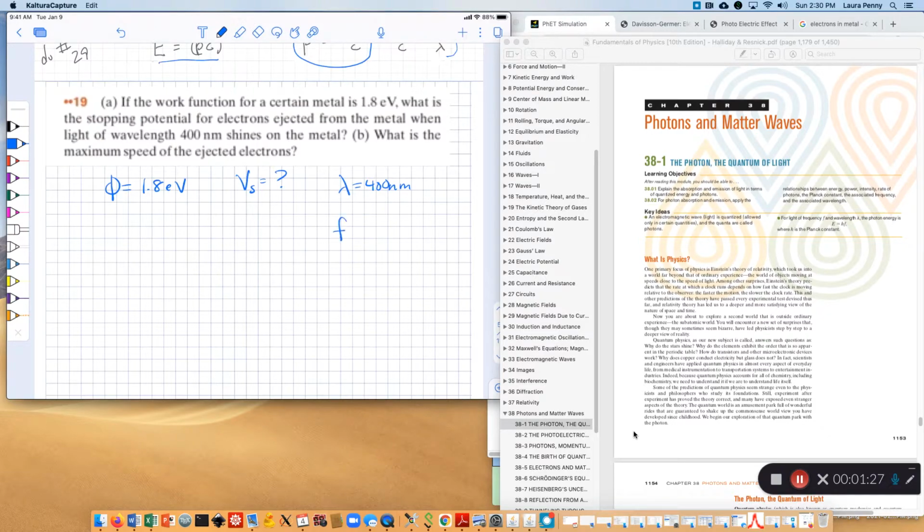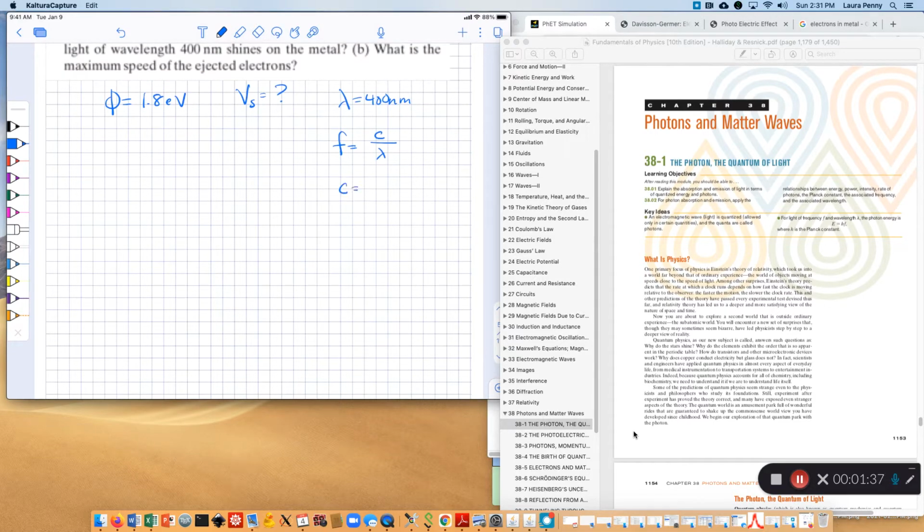So we do need to know the frequency. So we need to do c divided by the wavelength. For my own purposes, I learned a long time ago that I can write the speed of light in nanometers per second, and so I can divide this 3 times 10 to the 17 by 400 because they both have nanometers in it. So 3 times 10 to the 17 divided by 400 is 7.5 times 10 to the 14 hertz.